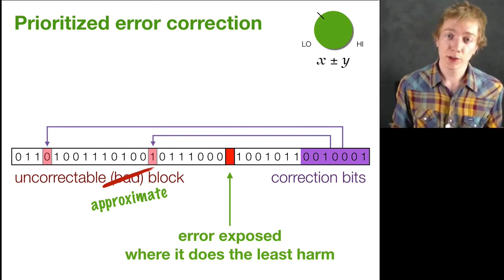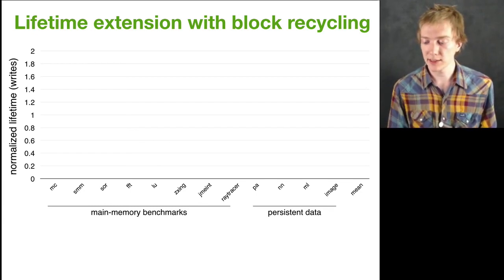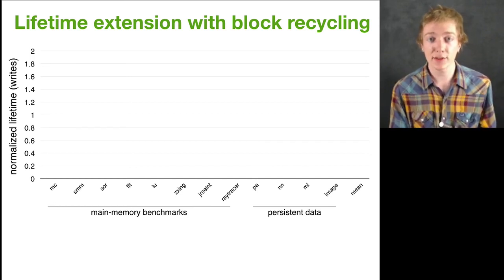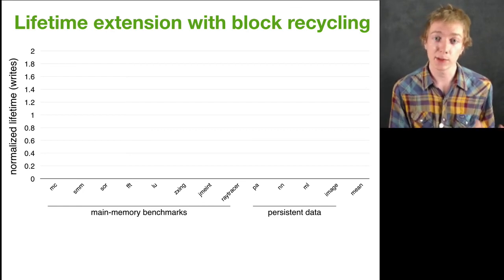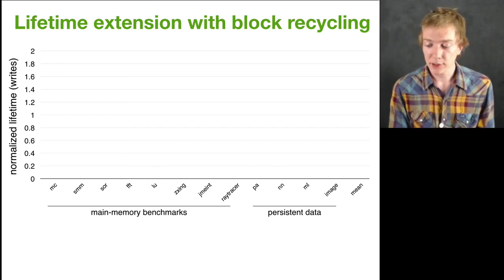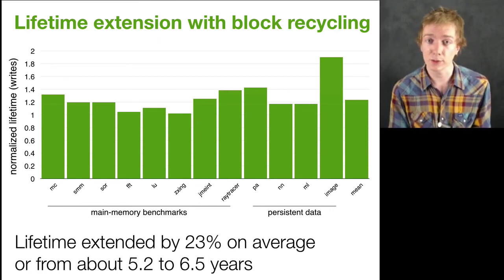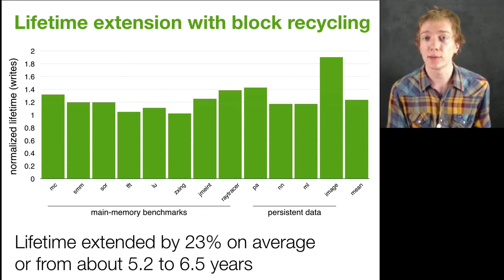Now I want to again show you some results for using this technique, and on the x-axis you see the same benchmarks, the same main memory and persistent storage benchmarks, and this time on the y-axis you see the normalized lifetime of the cell that is measured in writes. How many writes can you do to the entire array before it has to be replaced, before it exceeds some margin of failed blocks? And what we see is that across all the applications, the lifetime is extended by 23%, or given some assumptions about the write rates, that's from about 5.2 to 6.5 years. So we extend the lifetime of an array by a little more than a year. And again, we see that the persistent data benchmarks are a bit more error tolerant on average than the main memory benchmarks.